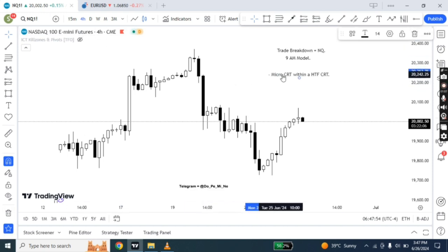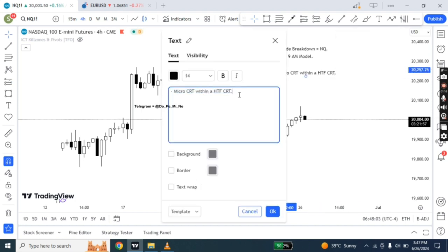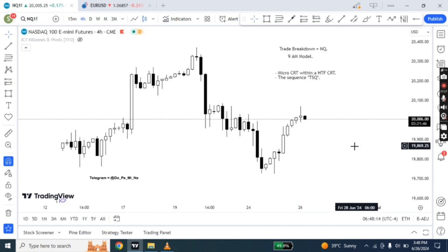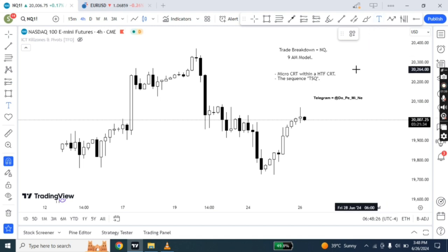Now, the way you could use it to your advantage is by aligning yourself on the micro CRT on the lower time frame towards the larger higher time frame CRT's draw on liquidity or target, right? Now, we'd also be discussing some parts of TSKO, or the sequence, which is basically the sequence of moves that occurs or forms inside a CRT before the target is reached. Now, TSKO has multiple sequences and I'm going to discuss it briefly later in the video. But for now, let's get into the breakdown.